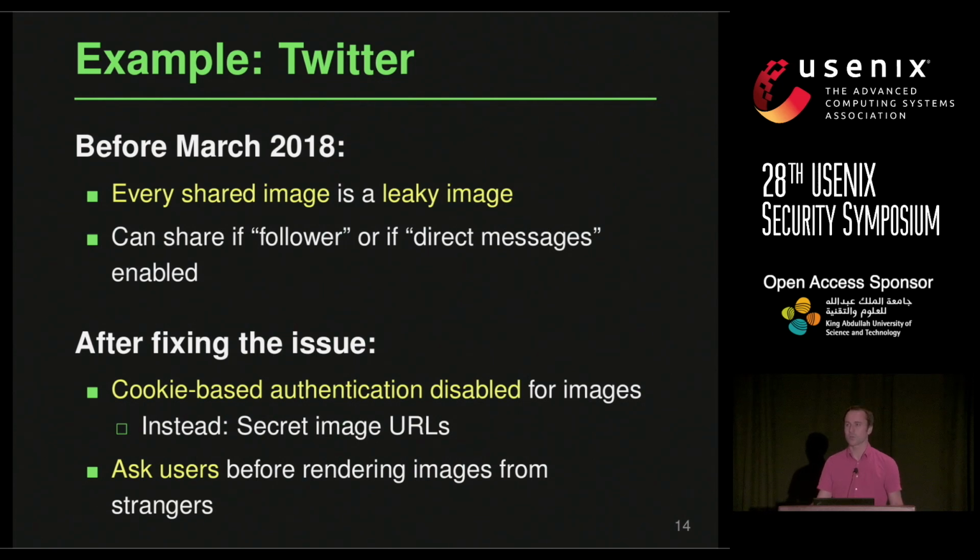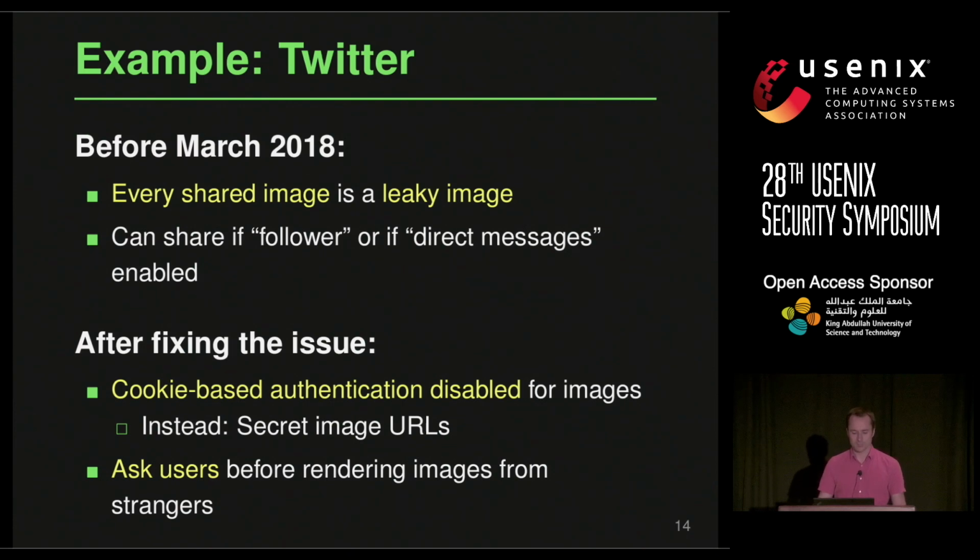So before we notified them, every shared image on Twitter was a Leaky image. So every image that you shared with someone through some Twitter message could be abused for this attack. And the only prerequisite for sharing an image with someone was that the victim and the attacker are in a follower relationship, or that the victim has accepted direct messages from the attacker.